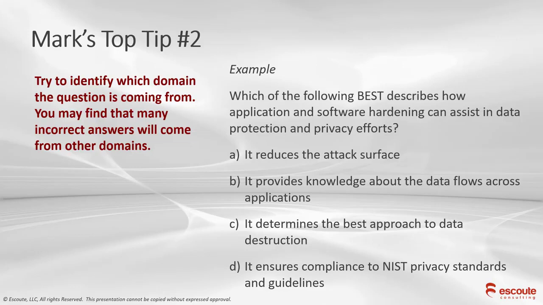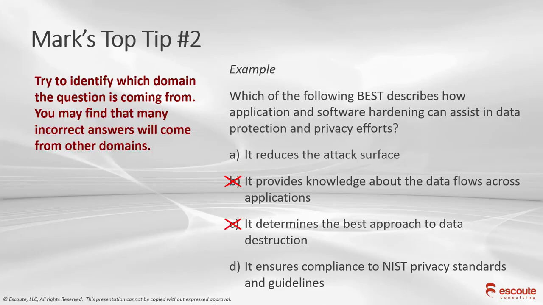It provides knowledge about the data flows across applications. Now, this is incorrect. This is part of data flow and usage diagrams, which, guess what, are part of domain number 3, data lifecycle. B's gone. It determines the best approach to data destruction. Again, incorrect. Data destruction is part of domain number 3. This addresses deletion, crypto shredding, degaussing, destruction, anonymization, and is not a result of application and software hardening.